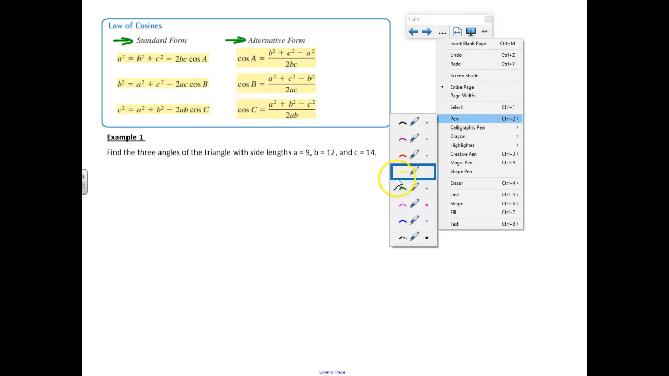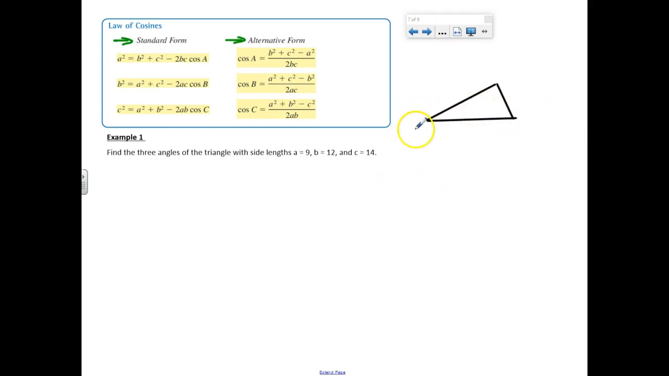So if you take a look at this, we have A, B, and C, where side A is 9, side B is 12, and then side C is 14. We certainly did not need the sketch. You can simply go ahead and apply everything in either the standard or alternative form of the equation.